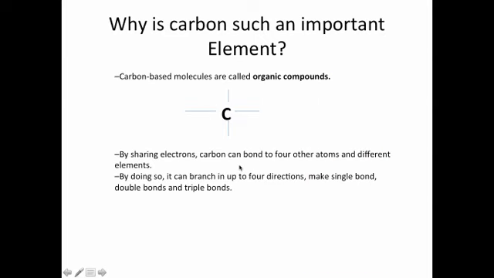It can share its electrons with four different atoms, different elements, and make all sorts of different types of bonds. Therefore, we call anything that's carbon-based an organic molecule. All living things are made up of organic molecules. Hence, all living things are made up of carbon. And that's why it's such an important molecule for biological processes.